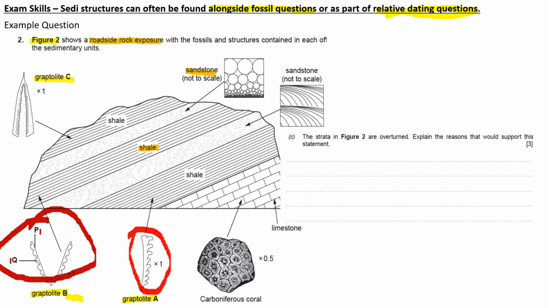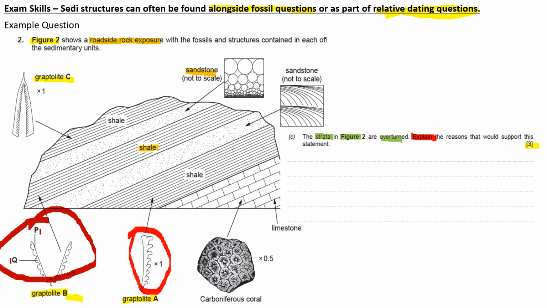Now, looking closely at the sedimentary structure question, because that's the one I've picked out, you can see that it says the strata in figure 2 are overturned. Explain reasons. So you've got to justify your choice that would support this statement. They might phrase it differently about a student has made this statement, but it doesn't really matter. Now, if you were doing that, it's worth 3 marks. So I would be looking for 2 points at the very least to explain why that may be true.